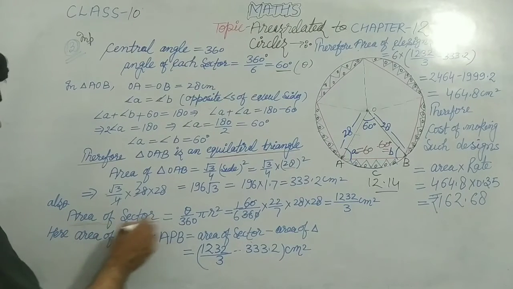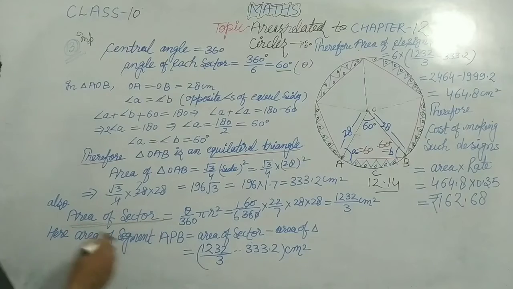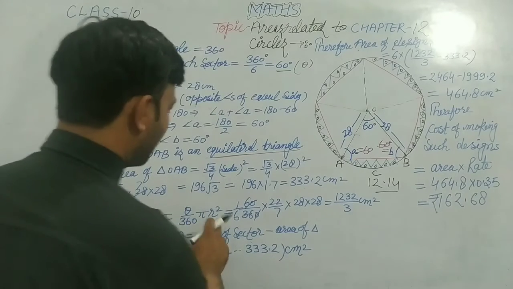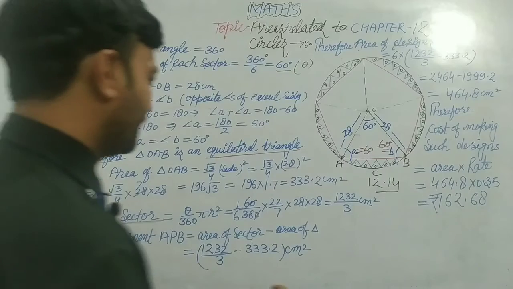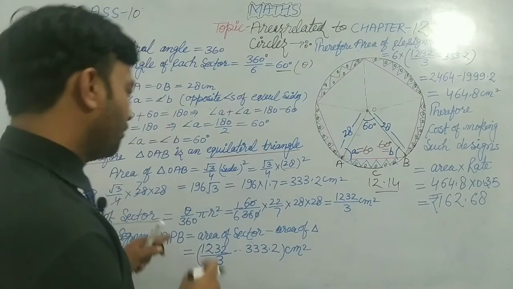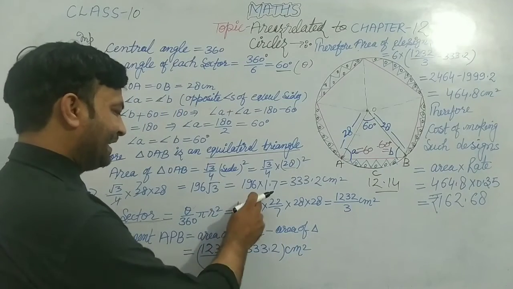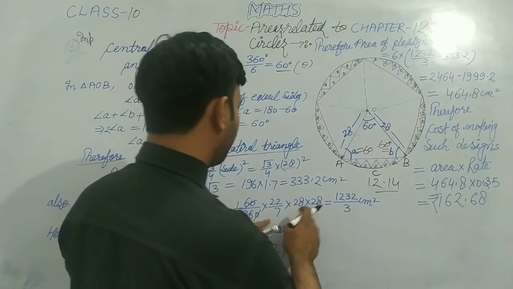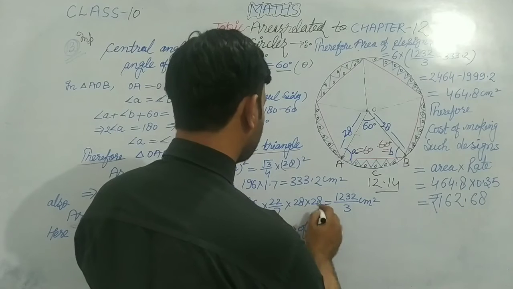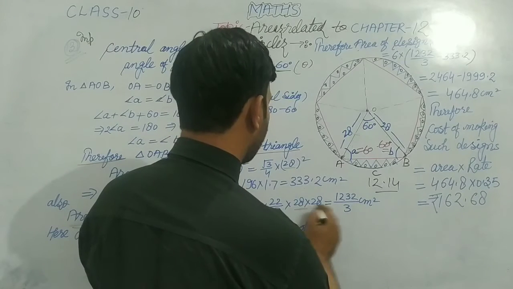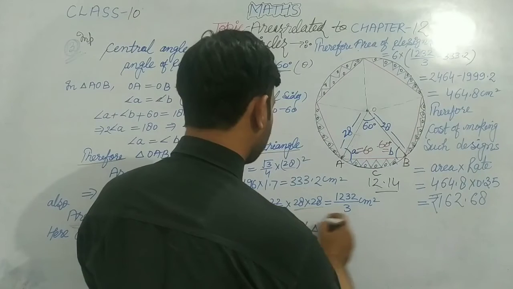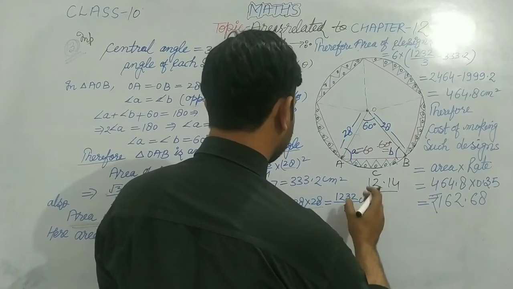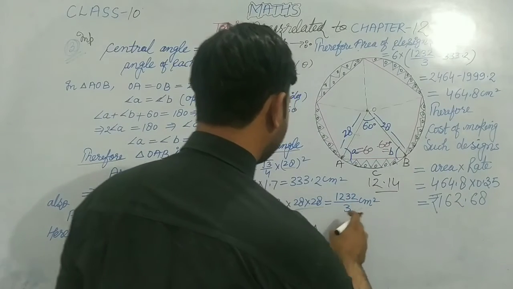Area of sector equals theta over 360 pi r square. We know very well about that. So we put the values here. What is the value of theta? 60 degree, and the value of pi is 22 over 7. The value of r is 28, whole square. So after solving, we will get 1232 over 3 centimeter square.